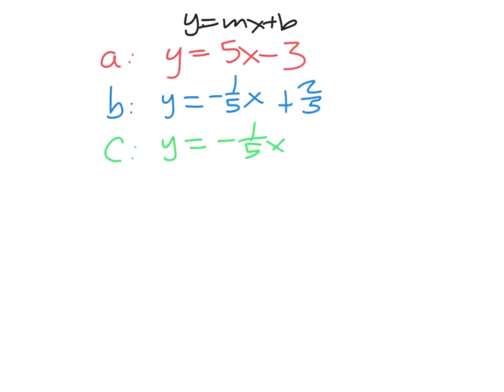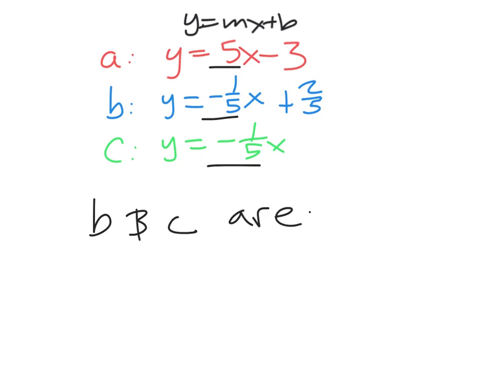All right, so here's our 3 lines. They asked us which ones are parallel and which ones are perpendicular. So what do we need to look at when we're looking at these 3 lines? Slope. Just the slopes. So our first one has a positive 5, and then we have 2 that are negative 1/5. So which 2 lines are parallel? Yeah, so you would say B and C are parallel because they have the exact same slope.